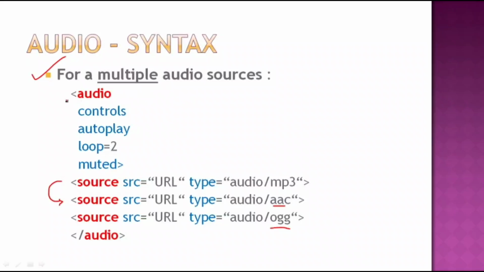Now for using multiple audio sources, we use two types of tags, the audio and the source tag. Along with the audio tag, we can use the attributes of controls, autoplay, loop and muted. These can be used in conjunction with the audio tag. The second tag that can be used is the source tag. The attributes of src and type are used along with the source element. So here we can specify the URL for the src attribute and the type of file for the type attribute.